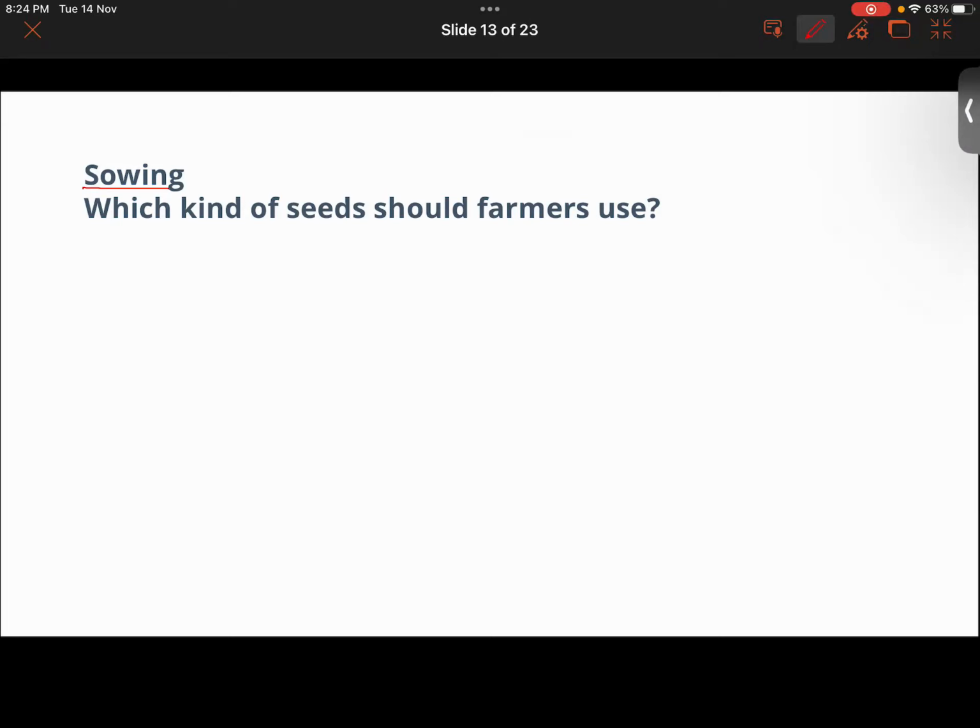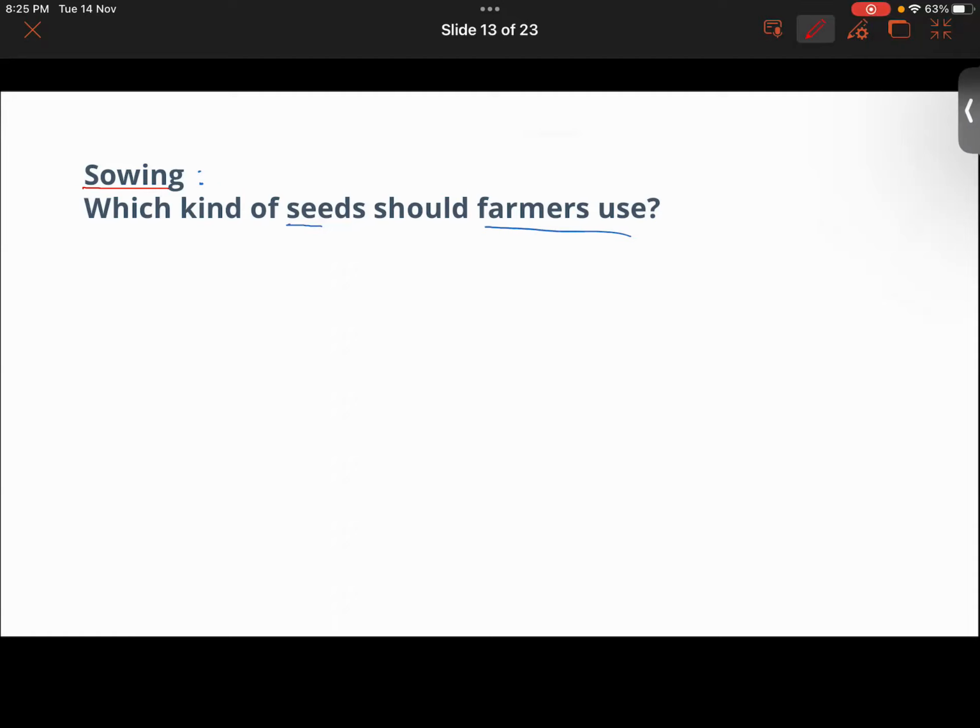Once the field is ready, the second step is sowing. In the sowing of seeds, what kind of seeds should the farmer use? First of all, someone please give me the definition of sowing. Usually in exams, definitions are asked, so I will be asking for definitions as well.